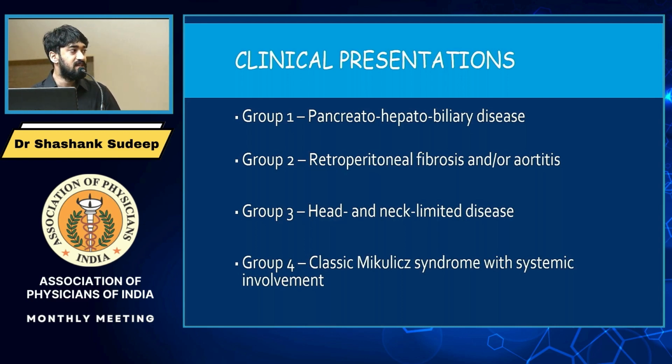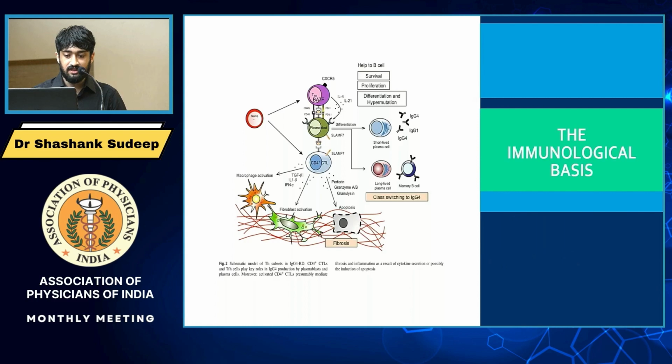The other systems that can be involved are the lungs with a non-specific interstitial pneumonia, ILD pattern, or the kidneys, either an acute tubulointerstitial nephritis or a glomerulonephritis. And as usual, the pancreas can be involved, autoimmune pancreatitis also resulting in diabetes mellitus, which is incidentally called type 3C diabetes mellitus. So this is the basic immunological basis of the disease.